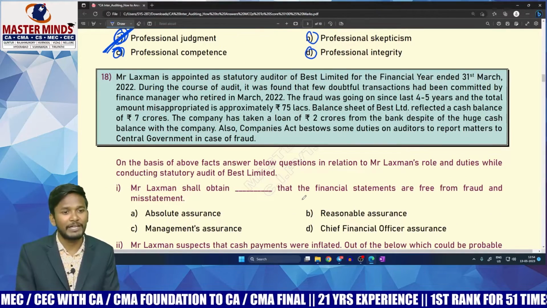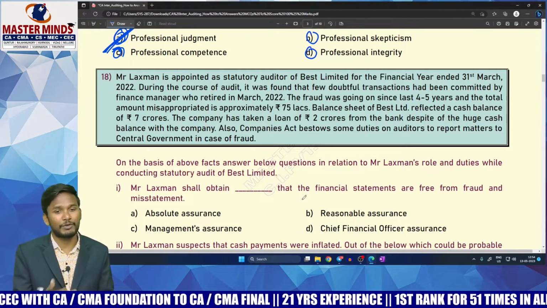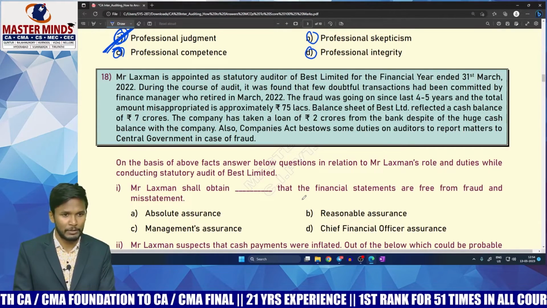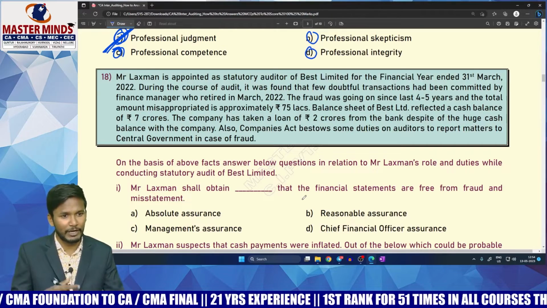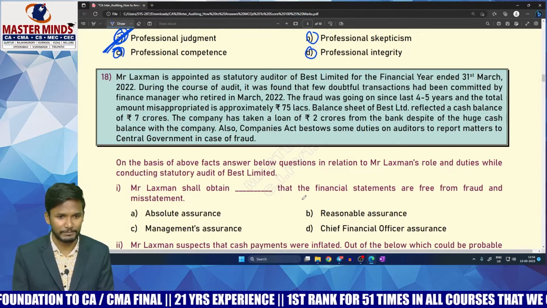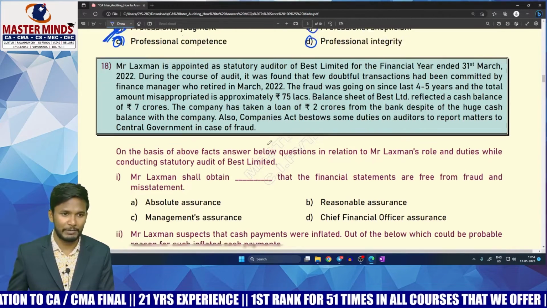Now let's try to enter into a case scenario based question. How will it be looking like? So we have taken some 4 questions for understanding the case scenario based. Okay. So let's try to go to question number 18.